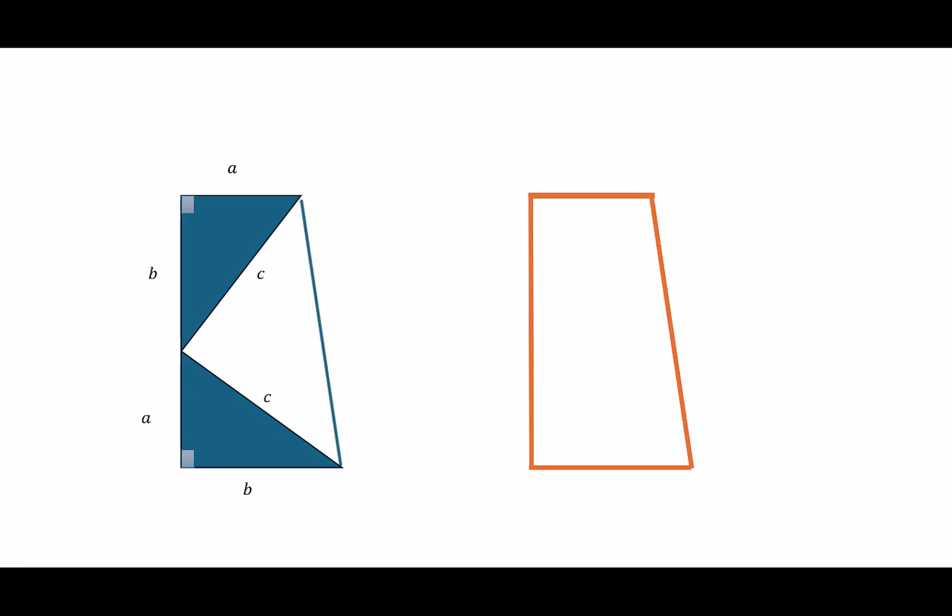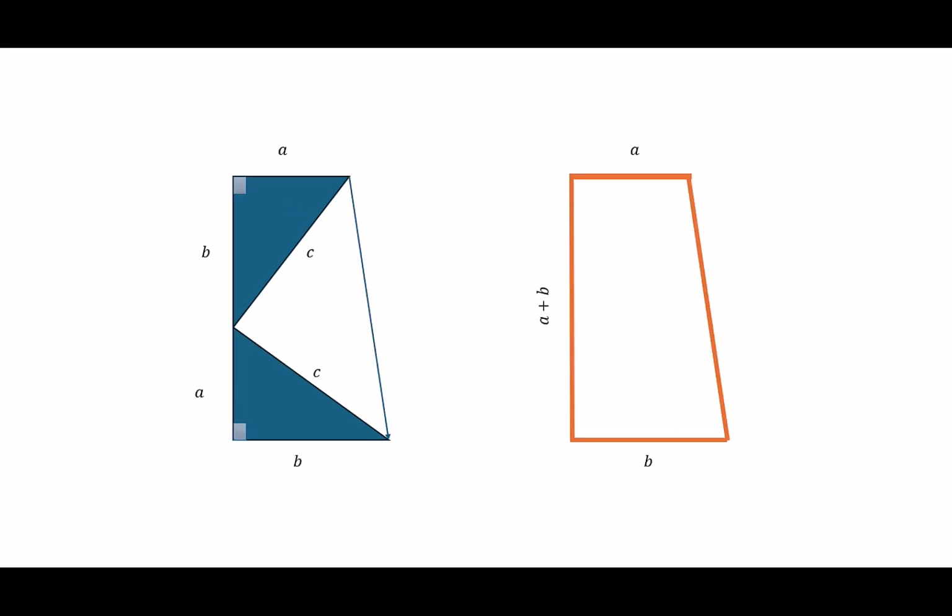Let's move that shape over to the right. Let's label the sides of this trapezoid. We'll still have B at the bottom, A at the top. The left side will be A plus B, and I don't really need to know the right side. Now that we have these shapes, we want to show that the area of these shapes are equal.